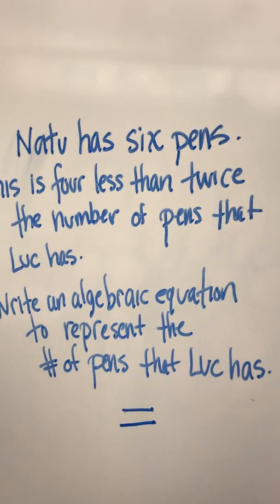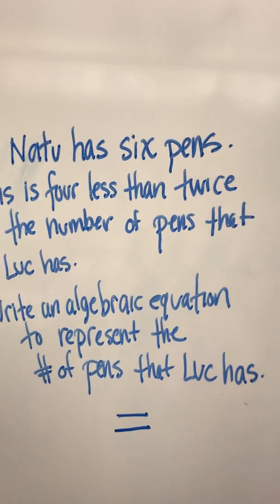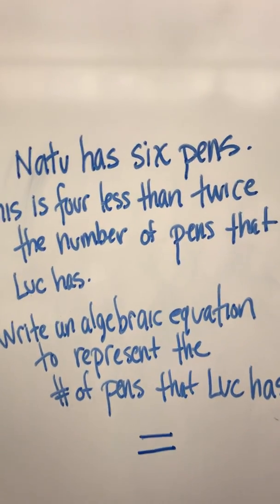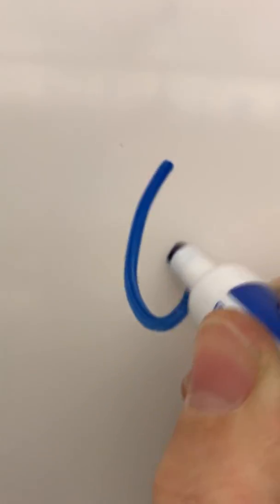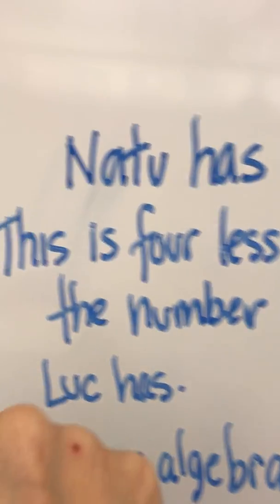So let's start with what we know. We know that Natu has 6 pens. This is going to be a fantastic starting place for us. So I'm just going to come over here. Okay, we know that Natu has 6 pens. 6. And then it says this.